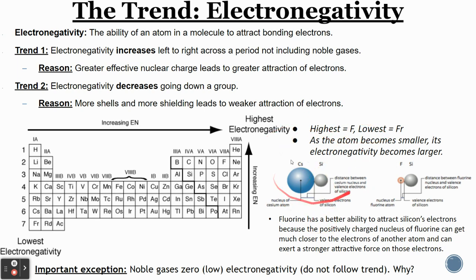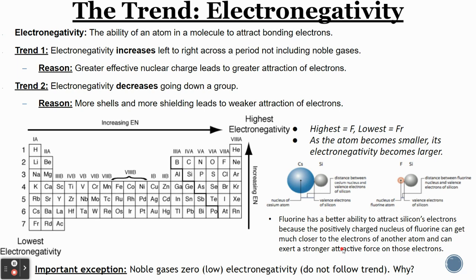Just to understand, this is a relationship between size and electronegativity as well, right? As the atom becomes smaller, its electronegativity becomes larger, just because the nucleus is closer to the bonding electrons. And once again, an important recap here: the noble gases have zero or very low electronegativity. They don't really follow that trend, again, because they already have their full valence shell.